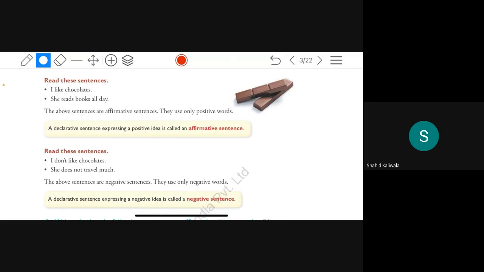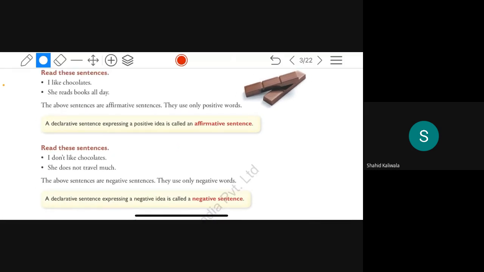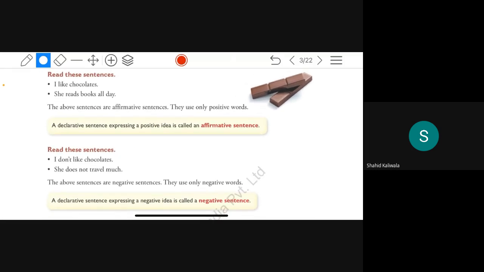What are affirmative and negative sentences? You remember very well. Should I tell you again? Affirmative sentences are positive sentences with only positive words. I like chocolates. She reads books all day. There is no negative word. It only conveys a positive idea.